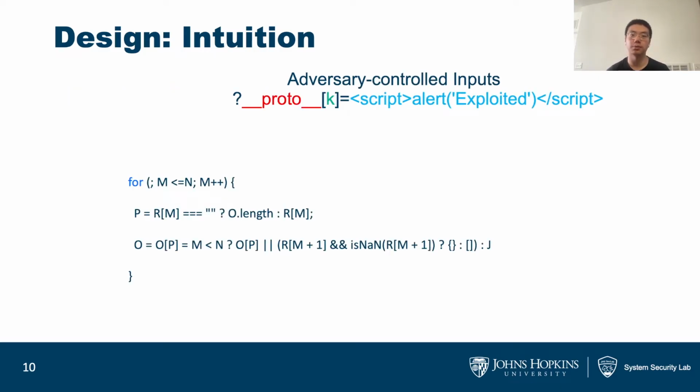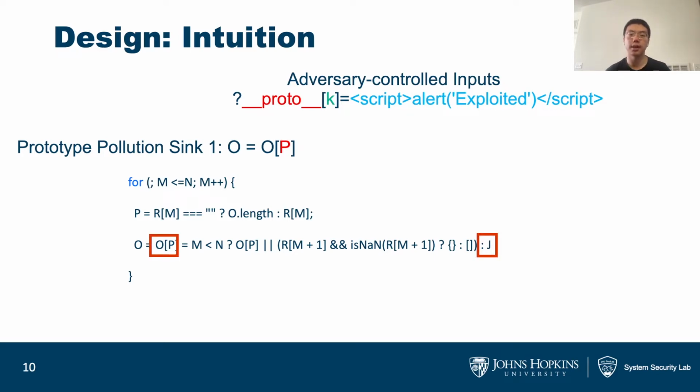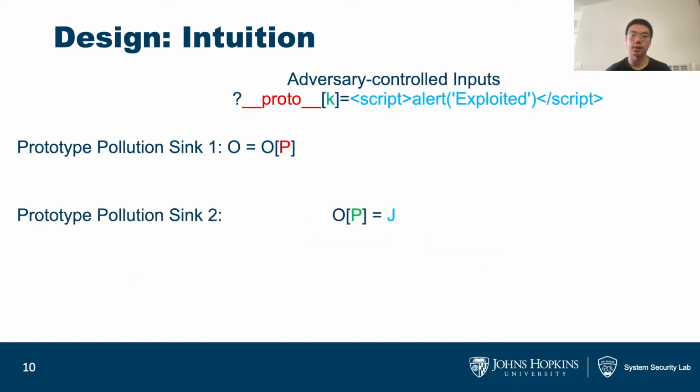Here, we list adversary-controlled inputs as well as the vulnerable code snippets. In the for loop, during the first iteration, O equals OP will be executed. This is the first sink function for prototype pollution, namely object lookup. In the second iteration, O[P] equals J will be executed. This is the second sink function of prototype pollution, namely value assignment. So we list it right there. The last sink function is the cross-site scripting sink function. In this example, it is the append function.